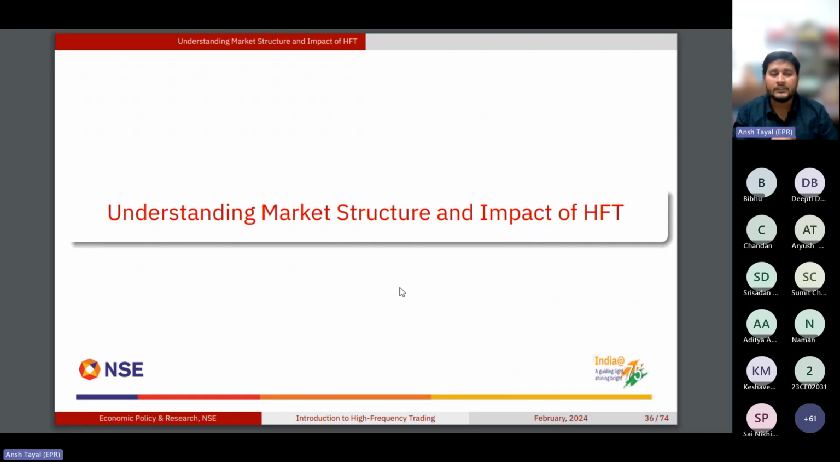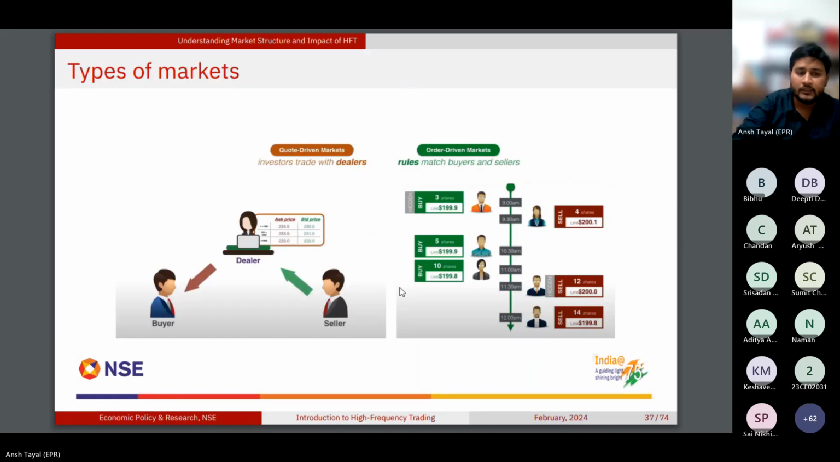Now we will talk about the structure, who are the different participants and how are they related to each other, and how HFTs impact this market structure. To understand that, let's quickly understand there are broadly two types of markets. One is quote driven, second is order driven.